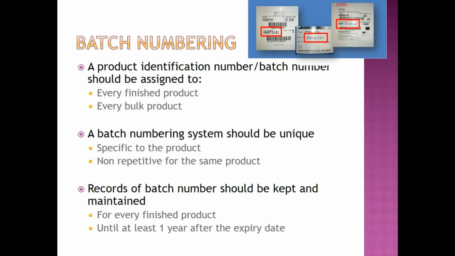The batch number should be printed on both the primary packaging and the secondary packaging as appropriate. A batch number may give information on the date and year of production, the country or the manufacturer or subcontractor. Records of batch number should be kept and maintained for every finished product until at least 1 year after the expiry date for traceability.